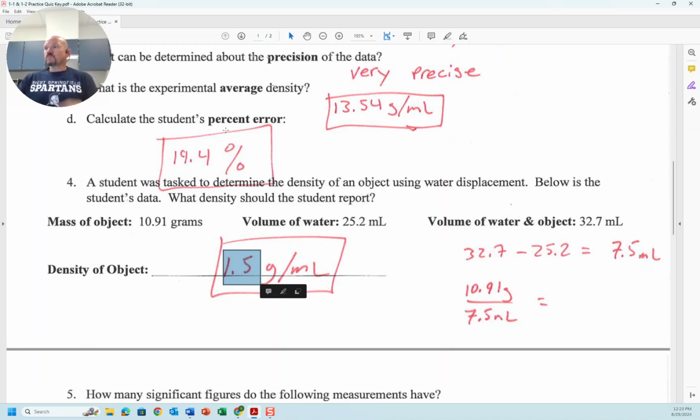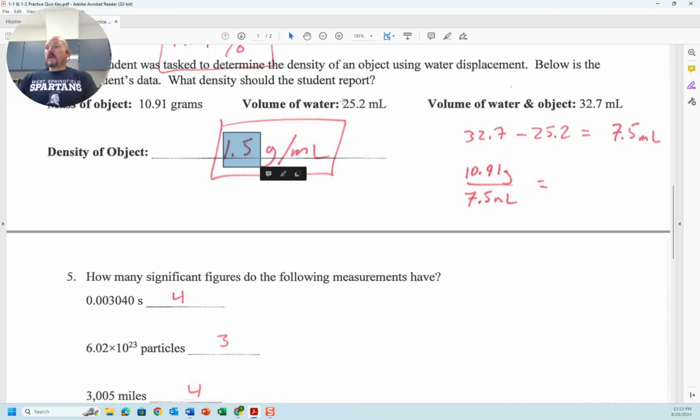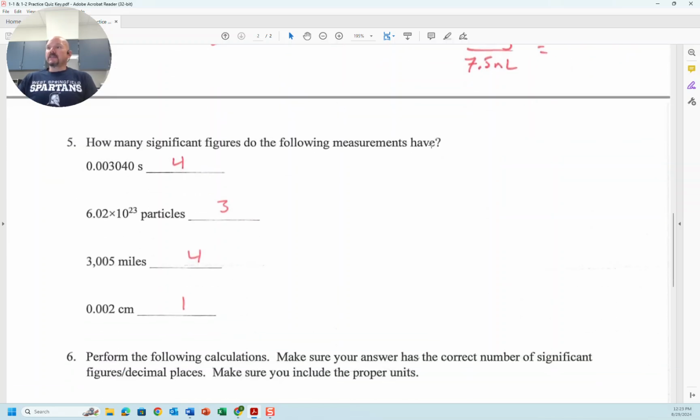Okay, so we'll keep on going. All right, here we're just identifying sig digs. So remember, these leading zeros, never significant.